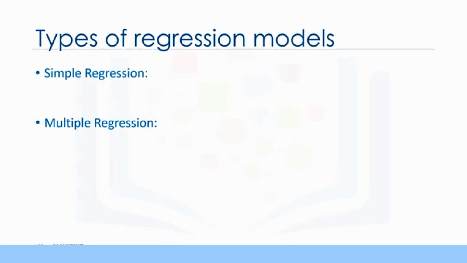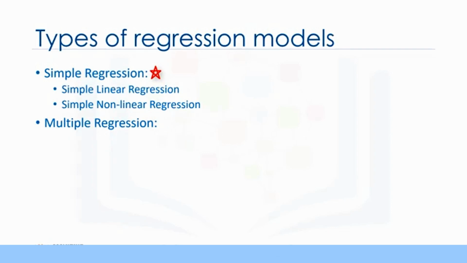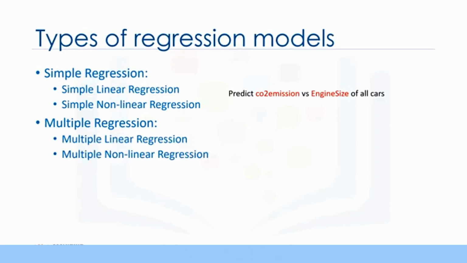Basically, there are two types of regression models: simple regression and multiple regression. Simple regression is when one independent variable is used to estimate a dependent variable. It can be either linear or nonlinear. For example, predicting CO2 emission using the variable of engine size. Linearity of regression is based on the nature of relationship between independent and dependent variables. When more than one independent variable is present, the process is called multiple linear regression. For example, predicting CO2 emission using engine size and the number of cylinders in any given car. Again, depending on the relation between dependent and independent variables, it can be either linear or nonlinear regression.